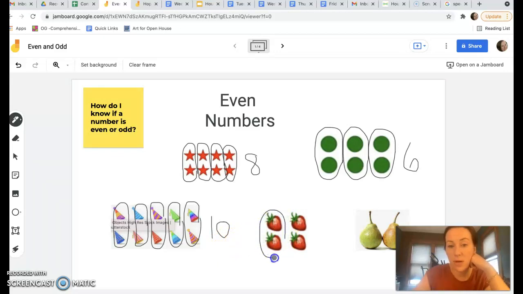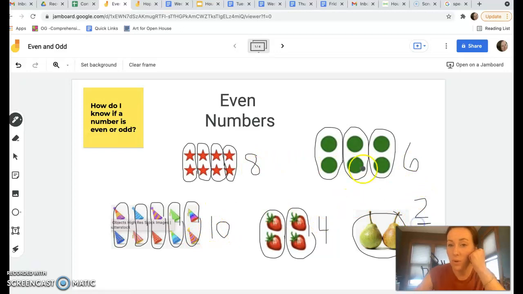We have the number 4 here. 2 and 2 equals 4. A pair and a pair. So 4 is also an even number. And then we have 2, one pair. That's funny. 2 is an even number. So 2, 4, 6, 8, and 10 are all even numbers.